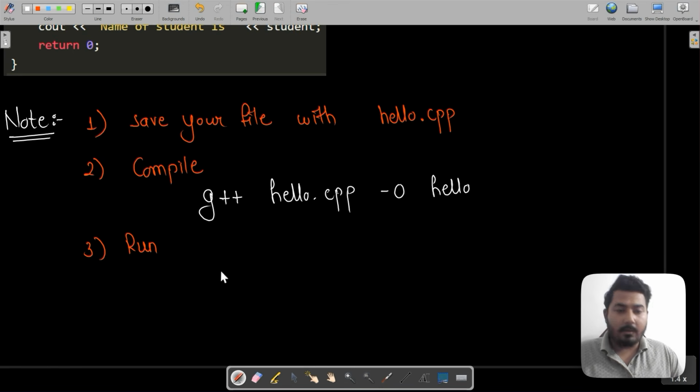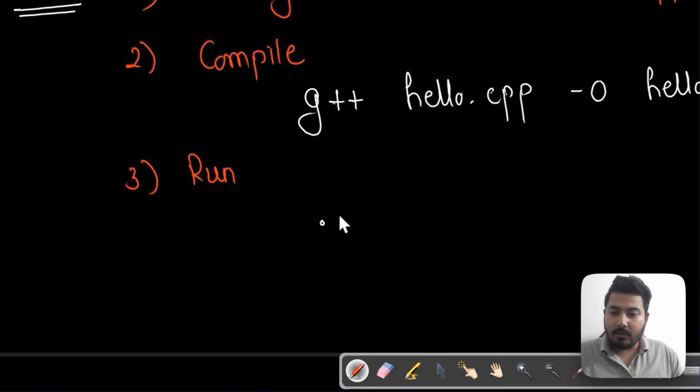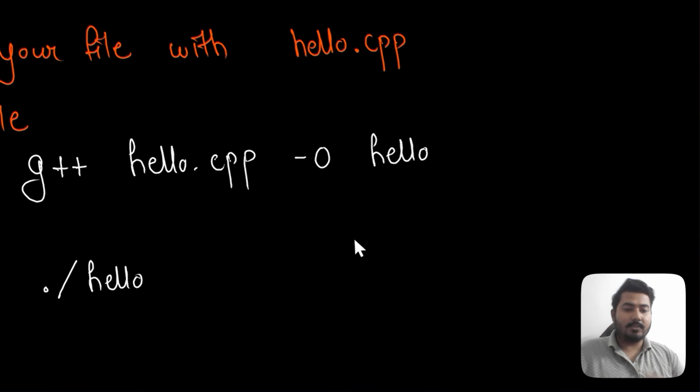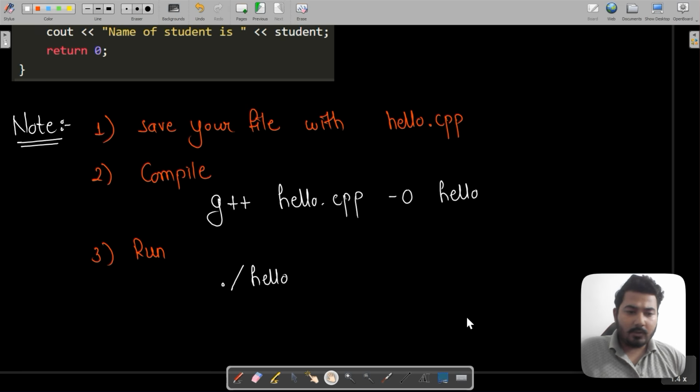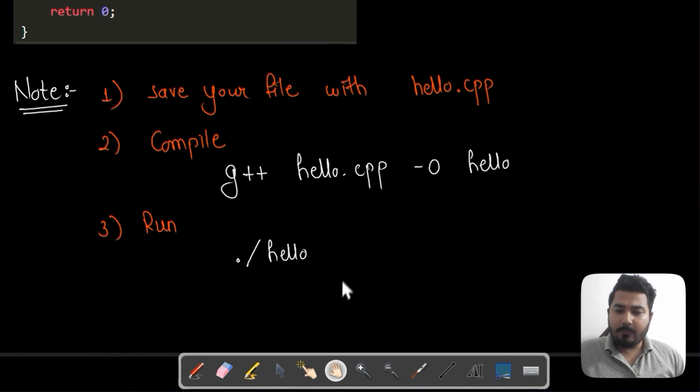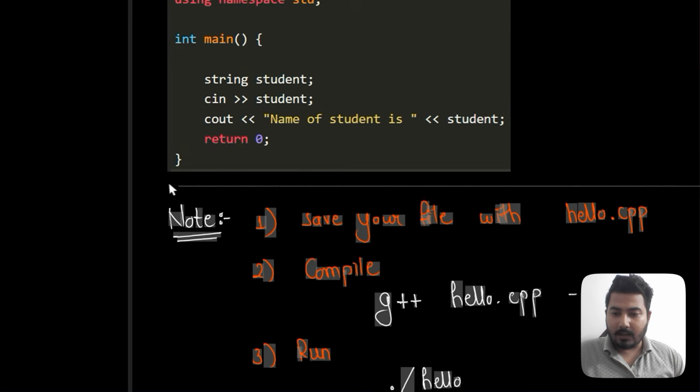How do you run it? What is the command to run it? By simply saying dot slash and then the name of the file, hello, as straightforward as that. By that, you will be able to find your output when you're using it in your application. So I think that would be it for the first part of the class.